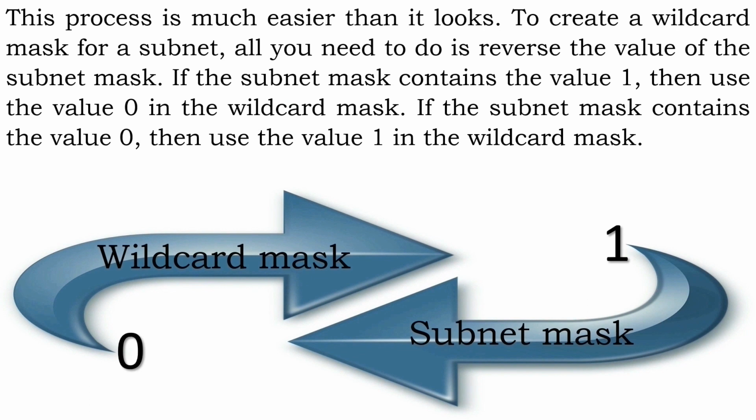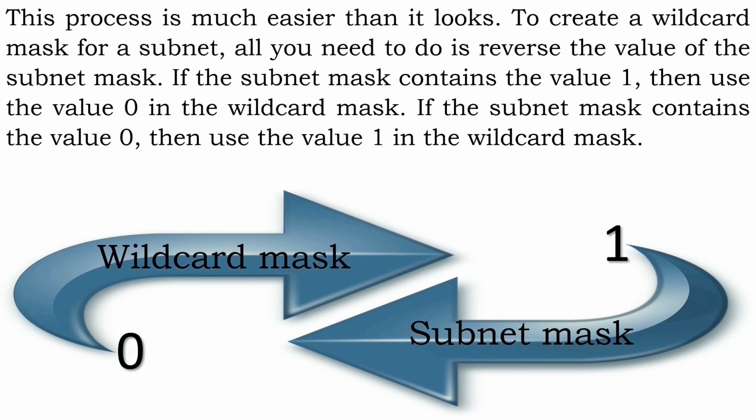To create a wildcard mask for a subnet, all you need to do is reverse the value of the subnet mask. If the subnet mask contains the value 1, then use the value 0 in the wildcard mask. If the subnet mask contains the value 0, then use the value 1 in the wildcard mask.